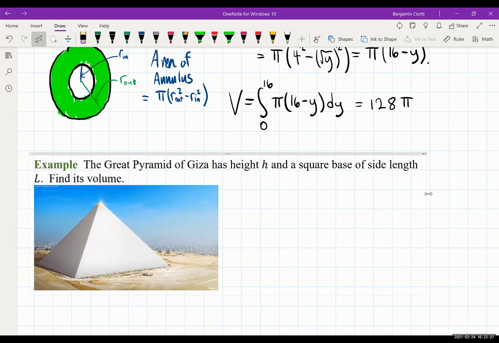So the next problem we're going to do is to find the volume of the Great Pyramid of Giza, supposing that its height is h and that its base is a square of side length L. And we're going to find its volume.